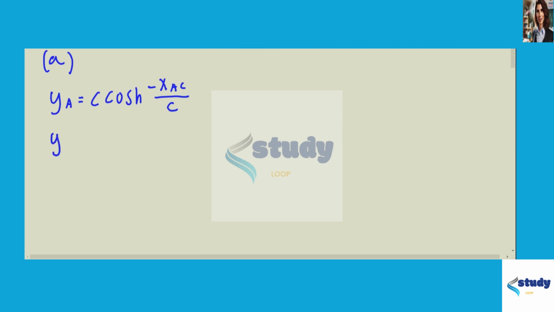And then y of A, we can also write this as the length C plus the length A. And using these two expressions, we can solve for length x of AC, which is going to be equal to C times the inverse hyperbolic cosine of 1 plus A over C.